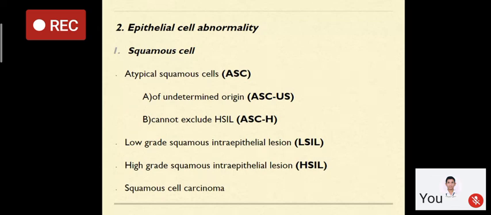So it could be atypical squamous cells, or it could be low grade squamous intraepithelial lesion, or high grade intraepithelial lesion, or squamous cell carcinoma. So these four types of interpretation can be there. So atypical squamous cell can be of undetermined significance, or it cannot exclude HSIL. So these types of reports are generally encountered in PAP or LBC results.